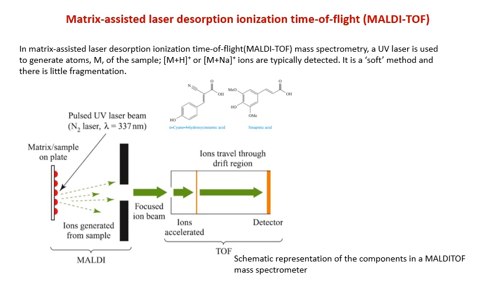This is a schematic representation of the components in the MALDI-TOF mass spectrometer. You can see the matrix sample shown in red. The sample is embedded in the matrix on the sample plate. A pulsed UV laser beam with a wavelength of 337 nanometers is used, and when it is bombarded, it produces ions, which pass through this beam and go to the detector part. This is the time of flight part, and this is the MALDI part.